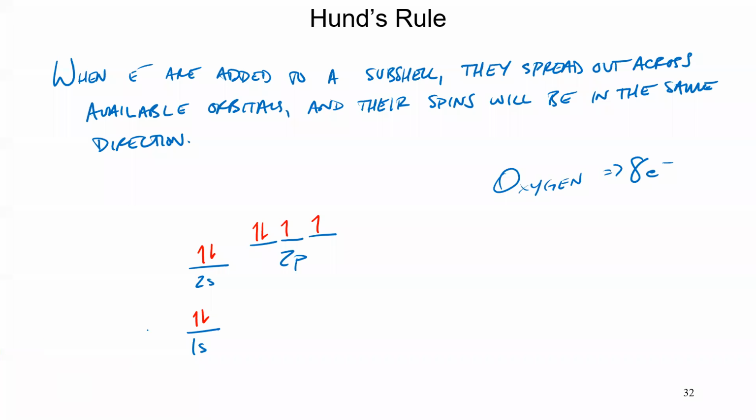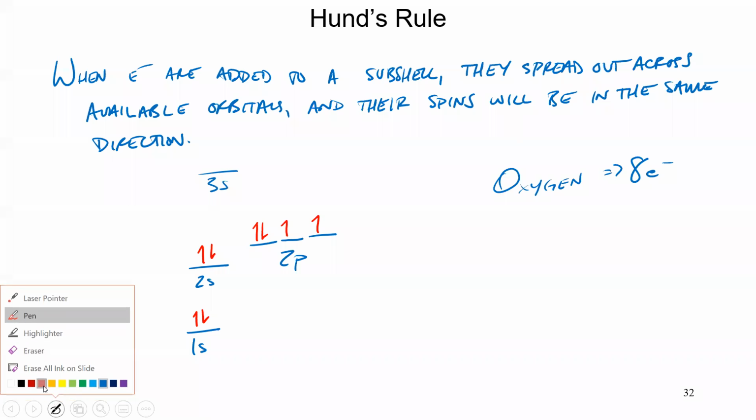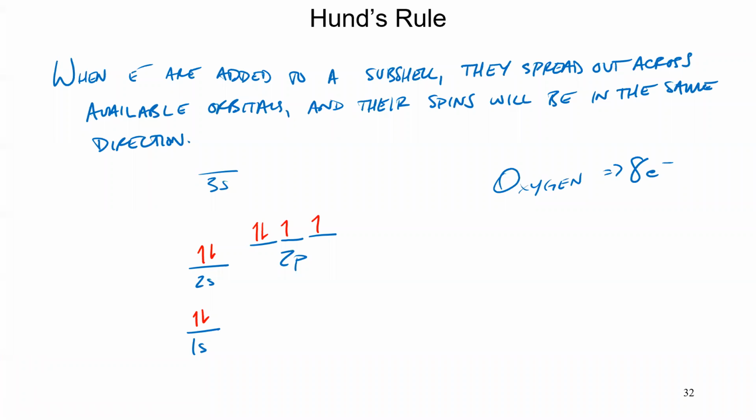Let me go in real quick and draw in the 3s. 3s is the next highest subshell. And so because we still have empty spots in the 2p, that last electron is not going to jump up to the 3s. It's going to stay in the 2p, but it's going to start being paired. So this is Hund's rule. So we leave electrons unpaired if possible.